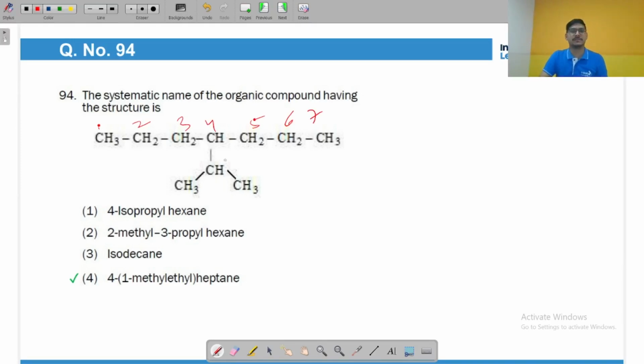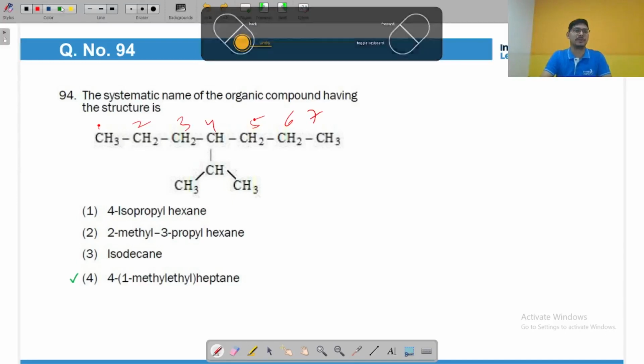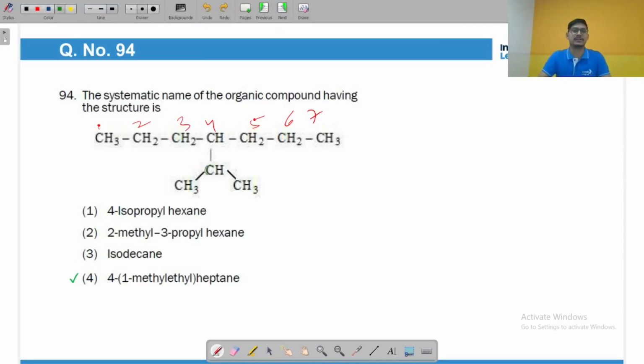Now, because the substituent is itself branched, such substituents are called complex substituents, and there is a different set of rules for naming them. The carbon atom which is directly joined to the parent chain is numbered 1 and then 2. So the substituent would be 1-methylethyl because it is itself a substituent. And to which carbon of the parent chain is it attached? 4. So 4, and we place complex substituents in parentheses, small brackets, right? So 4-(1-methylethyl)heptane. So that is the proper IUPAC name of this compound.